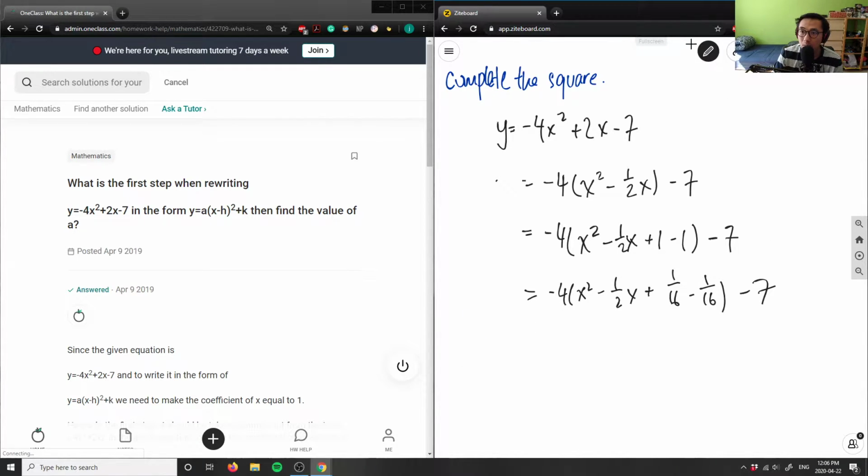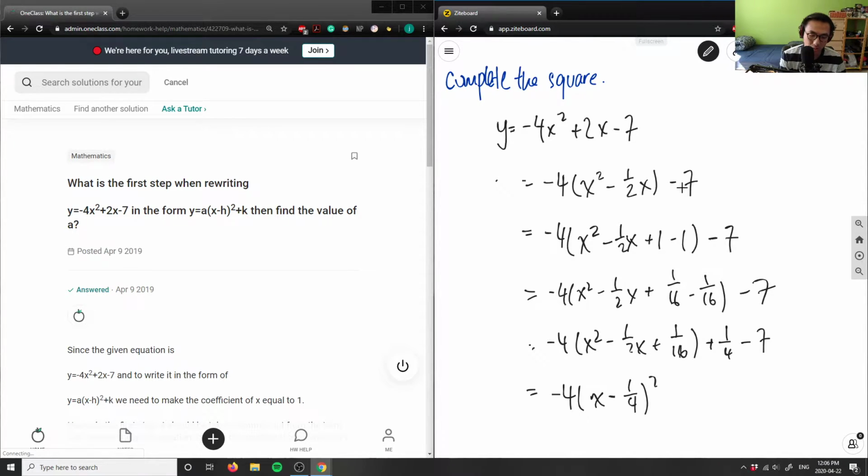Sorry about that. And then what I'm going to do is take out this negative 1/16 by multiplying it by the negative 4. So multiply by positive 1/4 minus 7. So this entire equation, I have negative 4 here, and this here is a perfect square trinomial. This is simply x minus 1/4 squared, and then whatever 1/4 minus 7 is, and I'm going to just quickly do that on my calculator. 1/4 minus 7 here is minus 27/4.